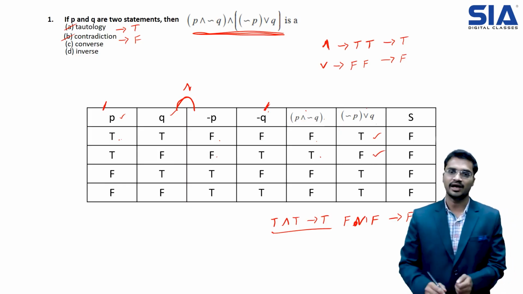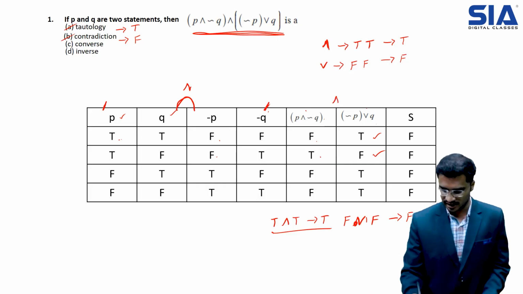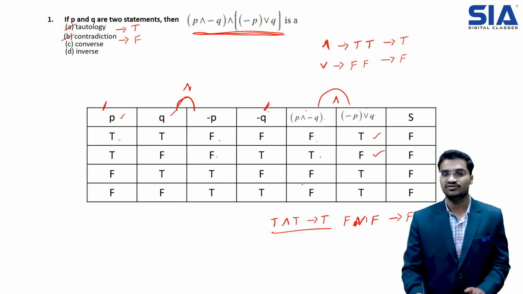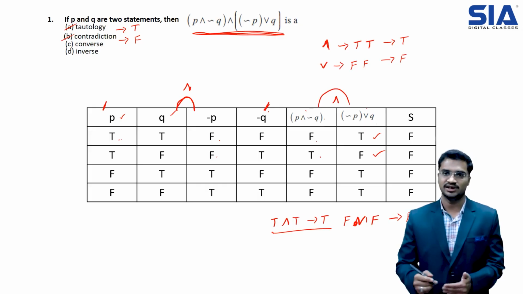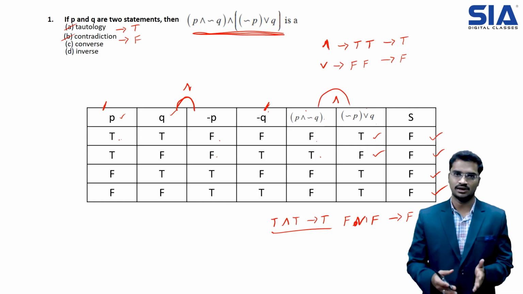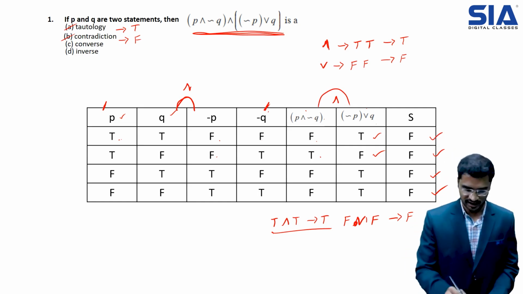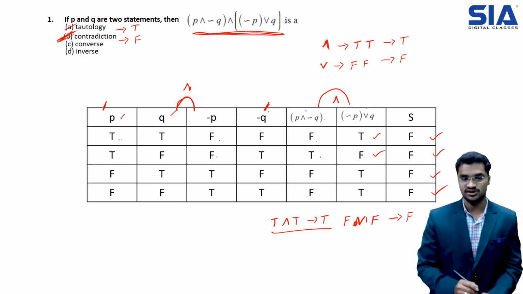After completing this table, I have to check the AND condition between these two. After checking the AND condition, I can say that all of these statements are coming as false. If all of the statements are coming as false, then it is called a contradiction. So our answer is option B, which is contradiction.